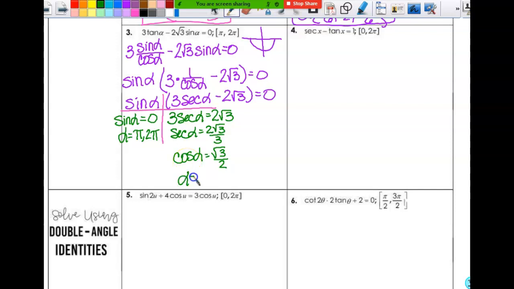All right, so then alpha, so I'm going from pi to 2 pi. Cosine's only positive of these two. It's only positive in the 4th quadrant. When cosine's the square root of 3 over 2, my reference angle is pi 6ths. So I need my 4th quadrant pi 6th angle, which is 11 pi 6ths. Then I put them all together, and I will get pi, 11 pi 6ths, and 2 pi.